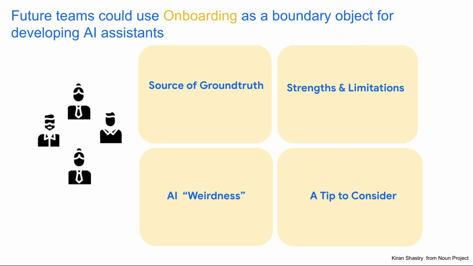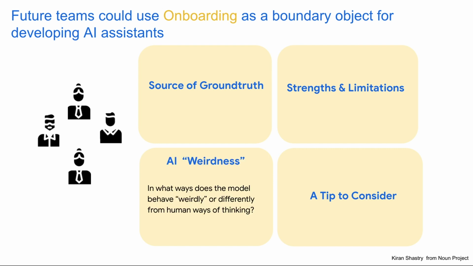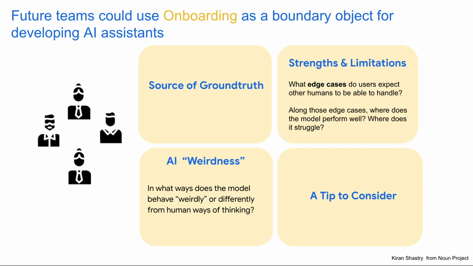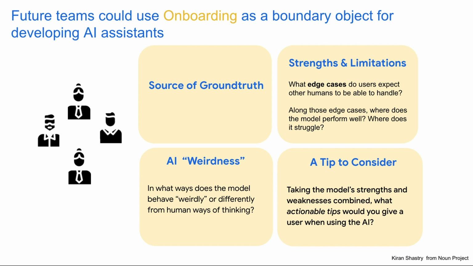In conclusion, future teams could consider using onboarding as a boundary object for developing AI assistance. To get started, cross-functional teams could jointly create onboarding materials by filling in these 4 topics together, such as teams could answer questions like, how does the AI behave weirdly relative to human ways of thinking? Or, when users perform this task in their current work contexts, which special cases or edge cases do they care most about? Among those edge cases, which ones does the model perform well on, and which does it struggle on? Or, if a user is deciding when to trust the model versus themselves, what tip would you give them in your own words?